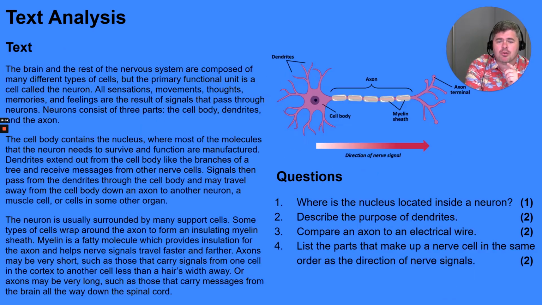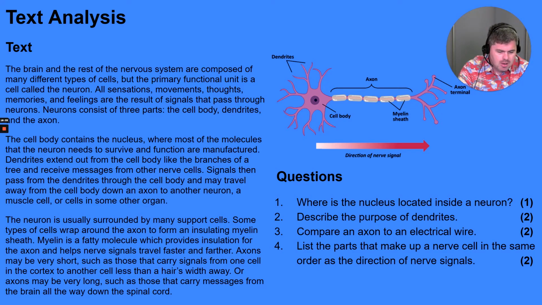Now, if you also wrote, receive messages from other nerve cells, fantastic. Alright, there is nothing wrong with that answer, because that is correct. So if you wrote that down, that's also 1 mark.